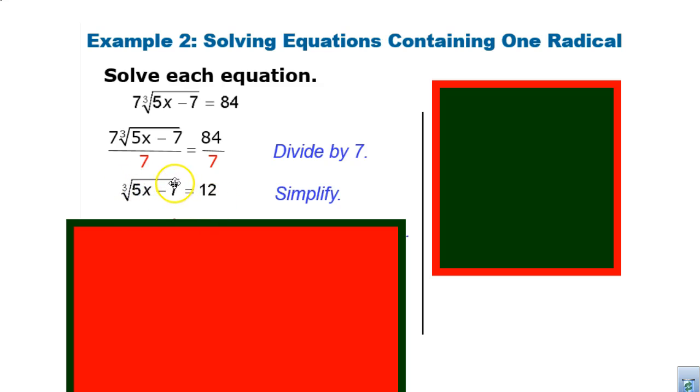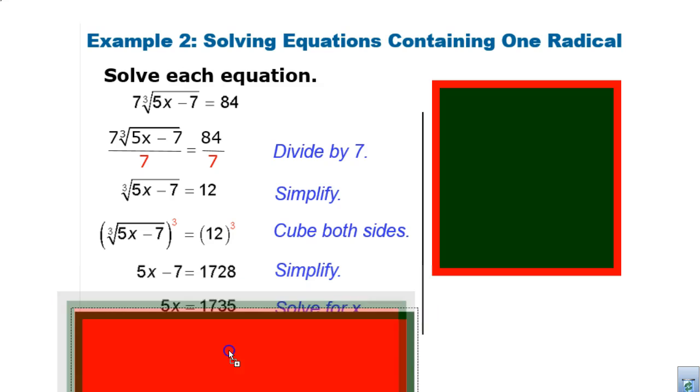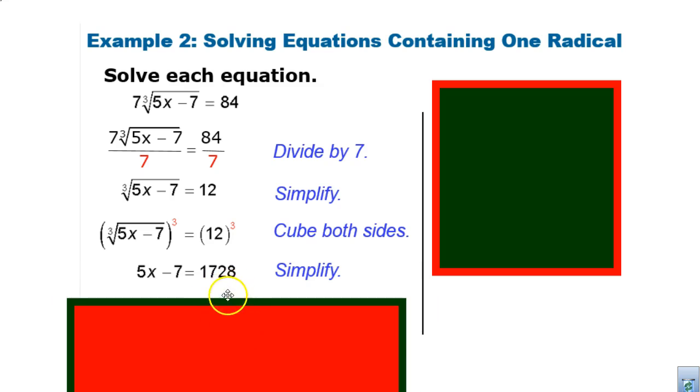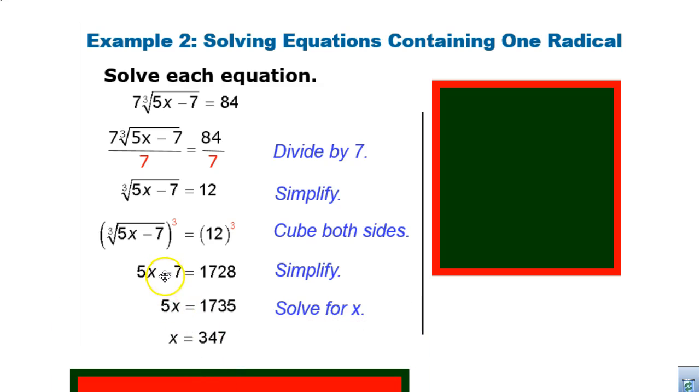Remember, in order to get rid of any radical, we're going to raise both sides to the index, which in this case is 3. So we're going to raise both sides to the third power. That's going to undo the radical on the left, and 12 to the third power on the right is 1,728. I'd probably have to use my calculator to get that. Once we've cubed both sides, we're going to solve this just like any other two-step equation. We're going to add 7 and then divide by 5. Once we add 7 and then divide by 5, we get x equals 347.